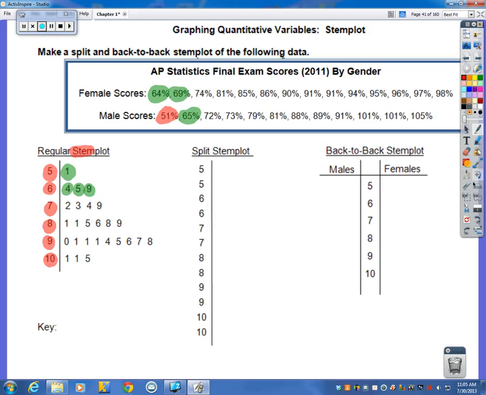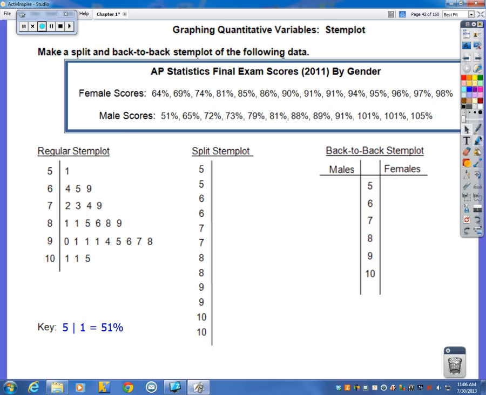Now, a very super important feature of a stem plot, more than anything, is a key. How am I to read this? Does this 5-1 mean 51%? Does it mean 51 out of, I don't know, 200? Does it mean 5.1%? Does it mean 0.51? Does it mean 510? I don't really know. I need something to use as a reference.